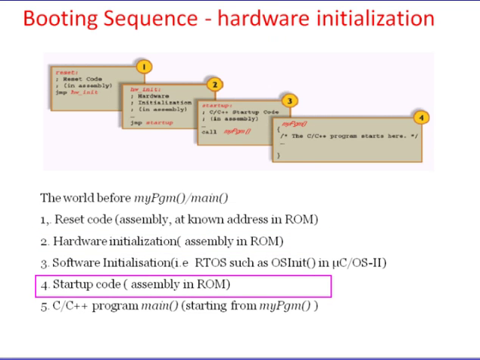The third initialization stage contains the startup code. This is the assembly language code. Its job is to prepare the way for code written in a high-level language. Startup code calls main. From that point onwards, your other software can be written in C or C++.